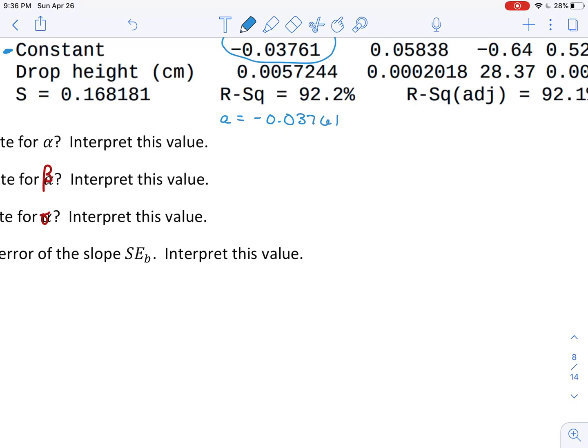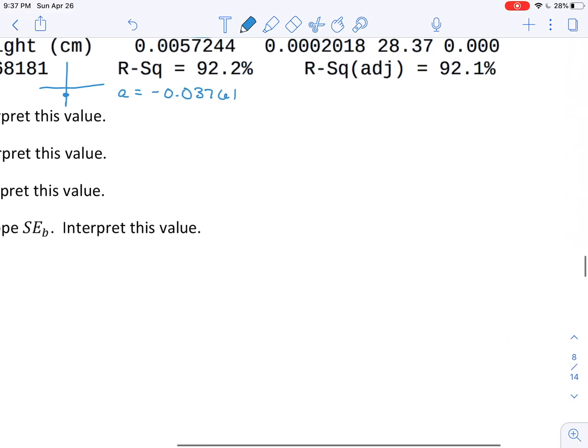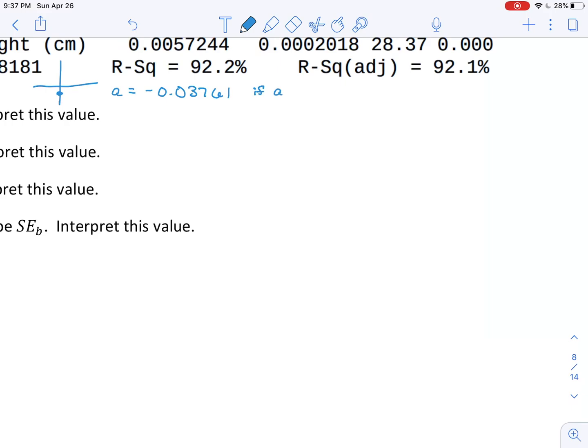So I'm going to say I don't know alpha. My best guess is that A is negative 0.03761. We are supposed to interpret this value. This is a y-intercept. So if you remember back to Algebra 1, this is where you cross the y-axis when x is 0. So in context, this would be if your helicopter is dropped from 0 centimeters, because we're saying x is 0, the height is 0, it's going to take negative 0.03761 seconds to land on average. Now, clearly unrealistic. We're extrapolating to this value, so a lot of times the y-intercept doesn't really make sense in context, but this is still what the interpretation means, so that's what I'm going to write out.